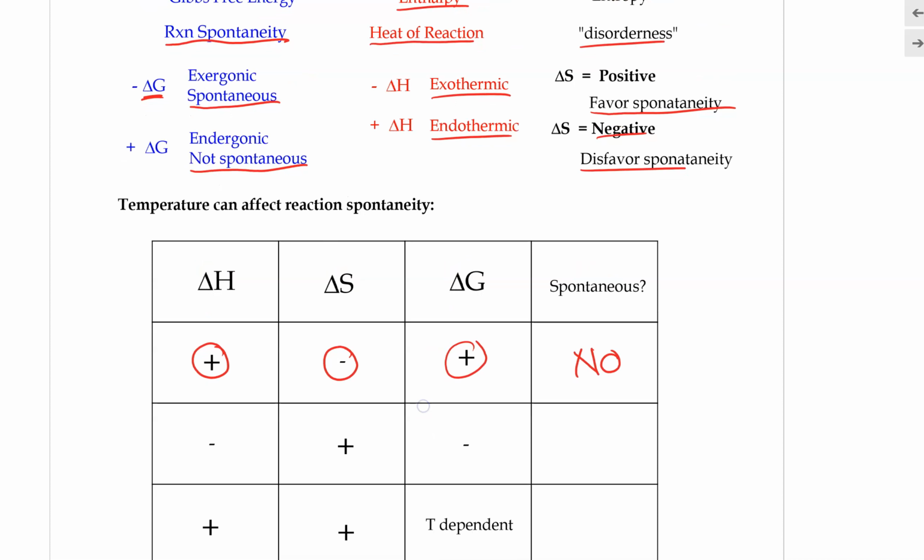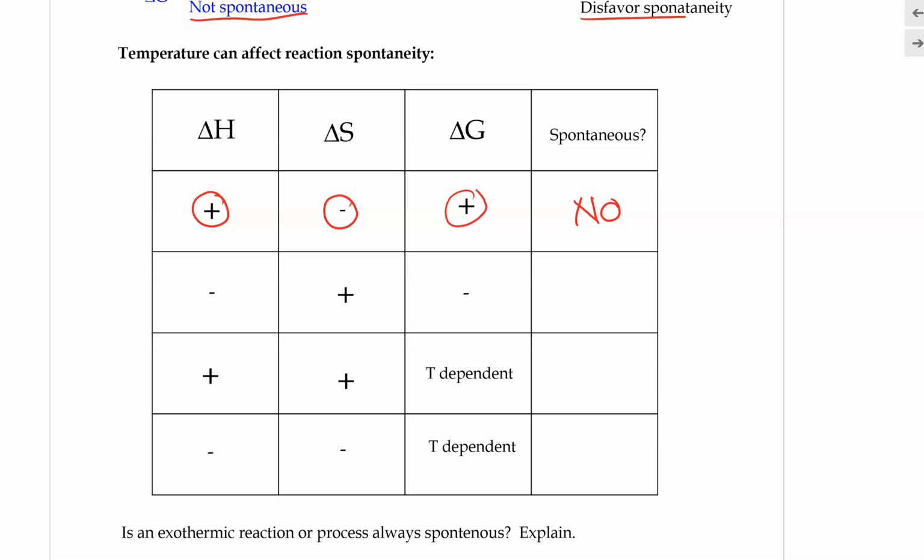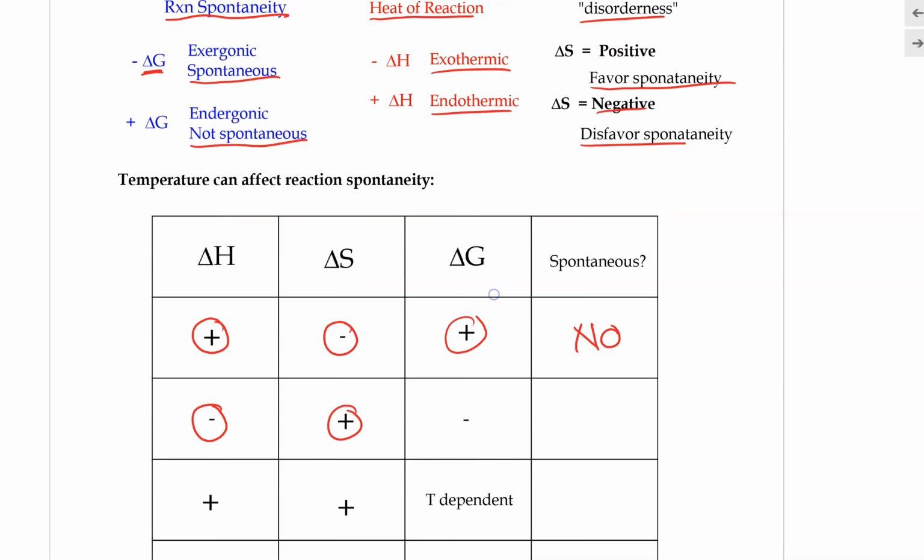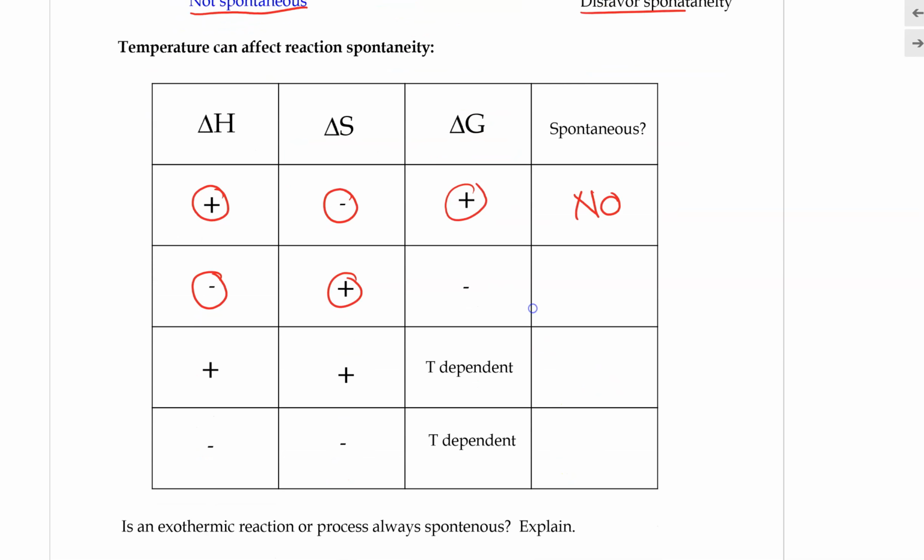Versus if we were to have a different scenario where the reaction is exothermic because delta H is negative, and delta S is positive, so that means the system is becoming more disordered. Then when we apply all of this, we can see that the sign of our delta G will be negative. So this reaction or process would be spontaneous.